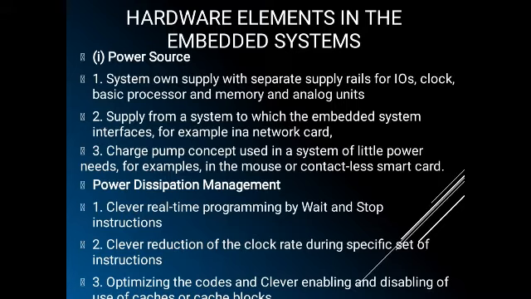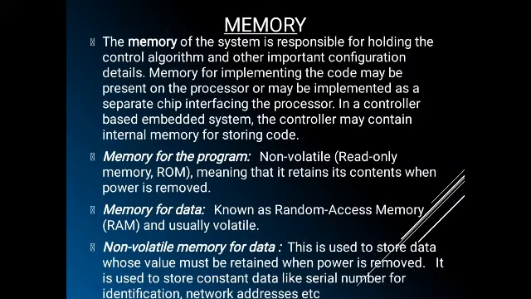Okay, power dissipation management: clever real-time programming using wait and stop instructions, clever instructions for reduction of the clock rate during specific sets of instructions, optimizing the code, and clever enabling and disabling of the use of codes will reduce the power dissipation. So based on the requirement, you have to reduce the size of the program. You can reduce the clock signals needed for that.